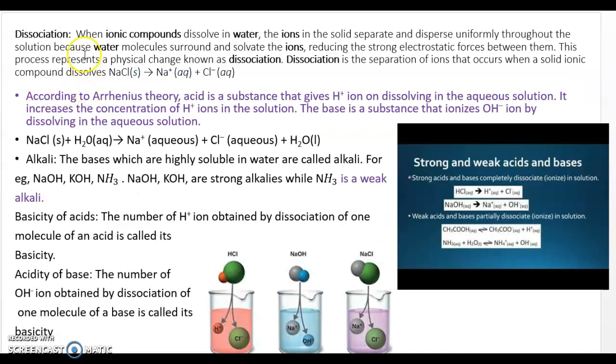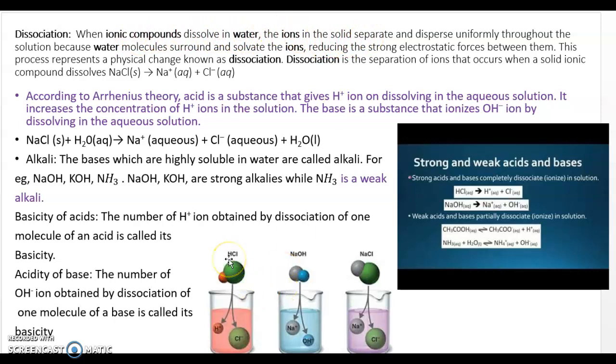Now we will move to the next topic. What is the meaning of dissociation? Ionic compounds in the solid state have a crystal structure. When they dissolve in water, the water molecules push the ions apart from each other. The force of attraction between them reduces and the ions move away from each other, and this results in dissociation. So when an ionic compound dissolves in water, the ions in the solid separate.